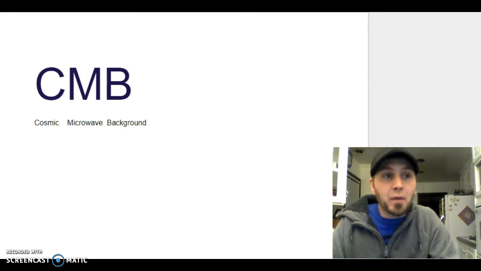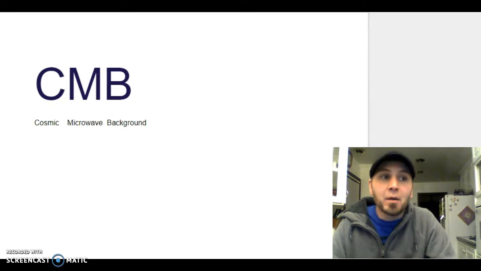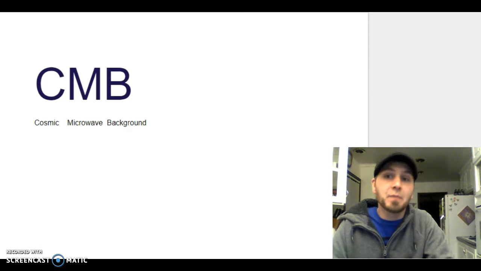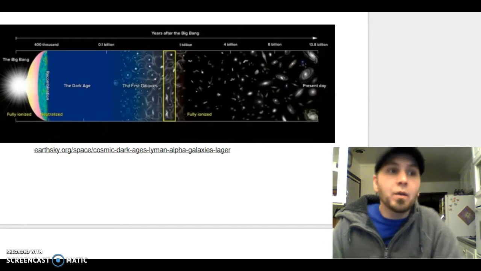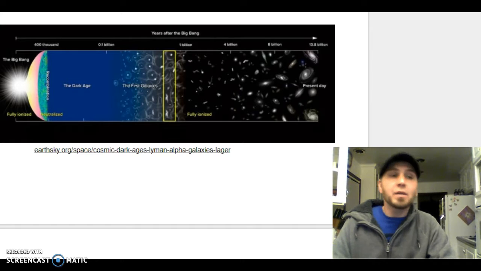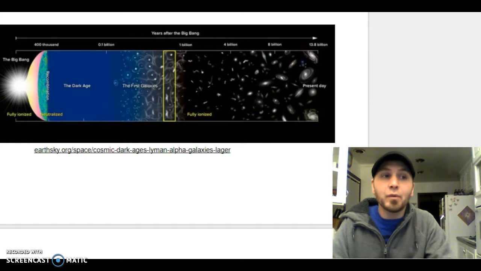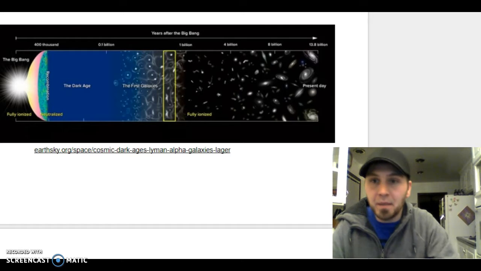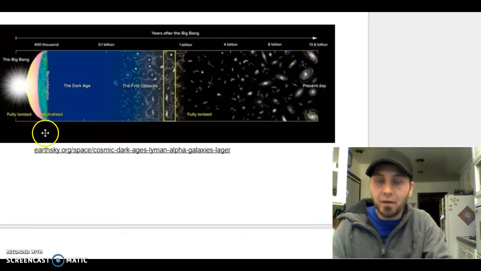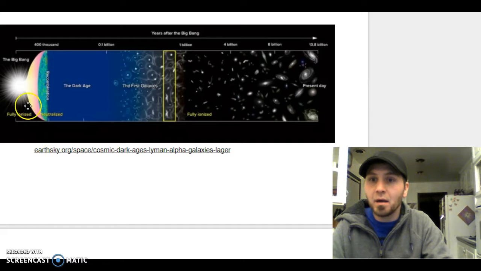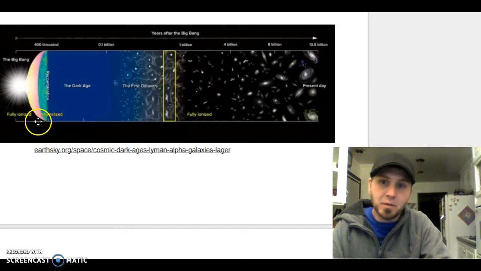I decided to do my project on the CMB, the cosmic microwave background, and the best way to explain what it is is to explain where it came from. So to look at where the CMB came from, we need to look at the universe about 380,000 years after the Big Bang. We have this cool picture here. Obviously, I didn't make this. It's from earthsky.org. But we look at this arrow right here, and it actually shows a picture of the CMB.